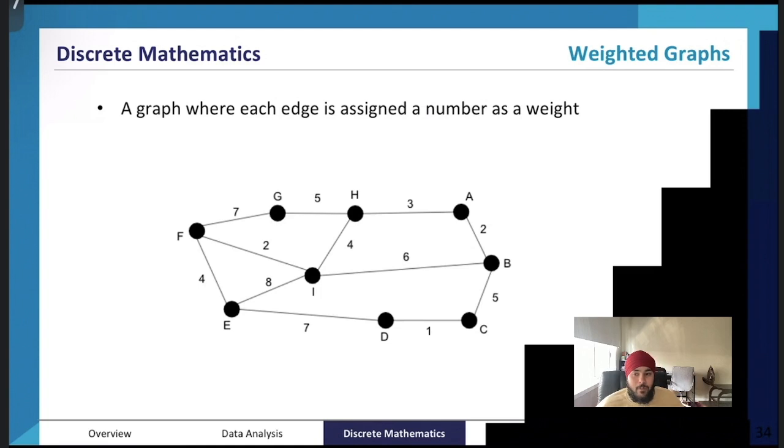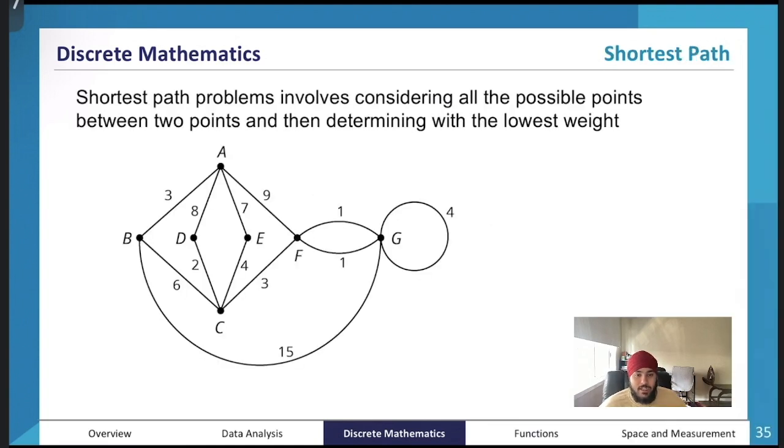So then we have a problem that we need to solve, and the problem is called a shortest path problem. That is a type of problem in which you have to determine the shortest path that exists between two particular points on a weighted graph.